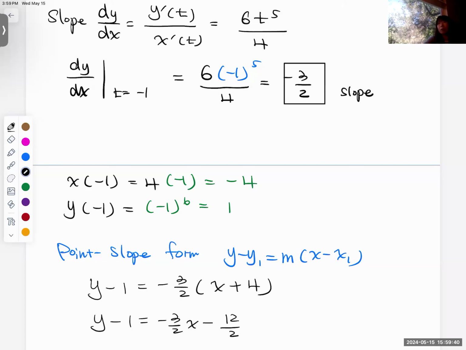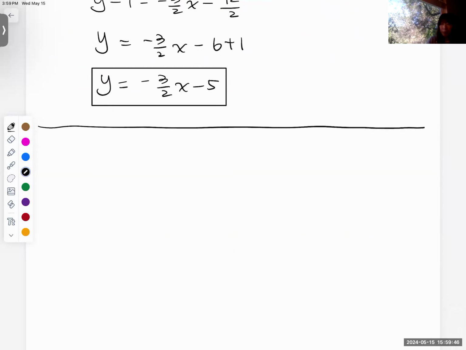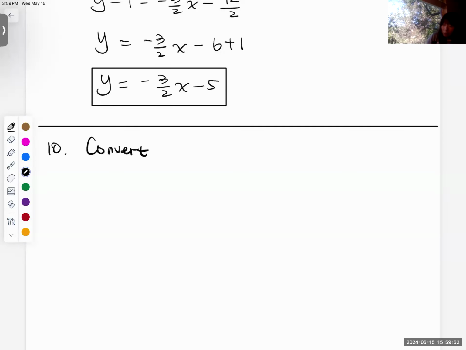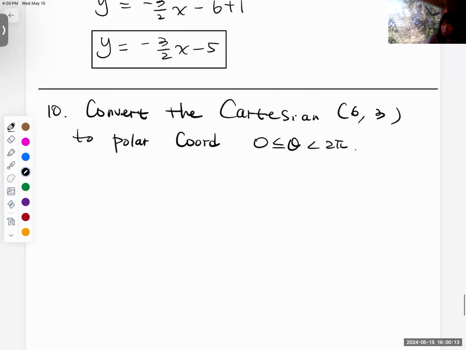Okay, the last one, we just did a convert, right? Convert the Cartesian point (6, 3) to polar coordinate. The theta is between 0 to 2 pi. So we knew this means x, y, right? The goal is r, theta.